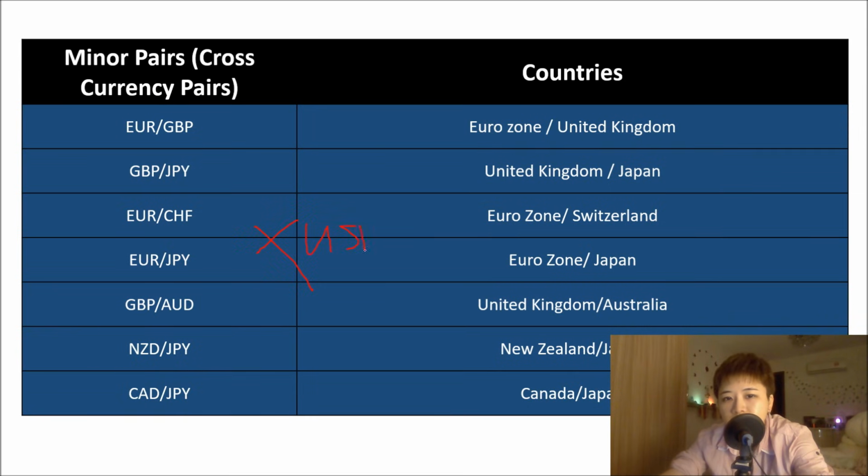Okay, pick whichever pair is suitable for your trading strategy, because some strategies only work for certain currency pairs. Some of them work for euro pound, some of them work for pound yen, some of them work for everything.